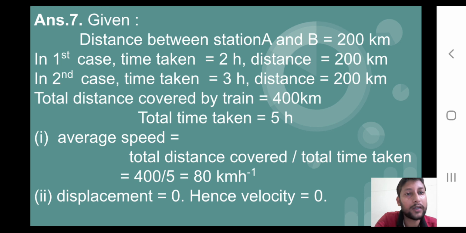So total distance covered by the train will be 200 plus 200, which is equal to 400 km. Total time taken is equal to 5 hours. So average speed is equal to total distance covered divided by total time taken, which is 400 divided by 5, equal to 80 km per hour. Now the second part is velocity. Since the train has reached its initial position, there is no displacement, so hence velocity will be 0.